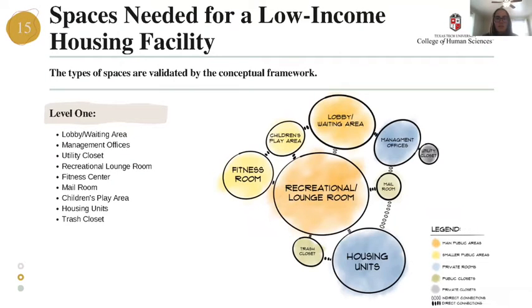The spaces needed for the first level of a low-income housing facility include a lobby and waiting area for residents and potential residents, management offices for the facility's employees, a utility closet for maintenance workers, a recreational lounge room and fitness center for social interaction, a mailroom and trash closet, as well as a children's play area and housing units. The diagram located on the right visually displays the relationships between the spaces, grouping public spaces together and within close proximity to the employees, and locating housing units away from public areas to promote privacy.